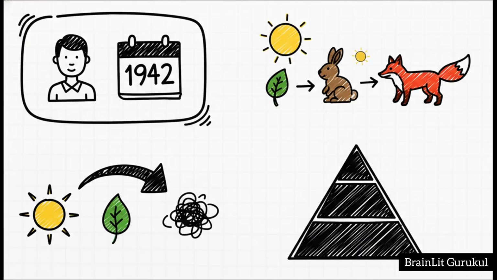Okay, here it is, your rapid-fire revision slide. If you're cramming, this is what you need to know. Lock this in. Lindeman, 1942. The big idea? The 10% law. The flow? One-way street, always unidirectional. The result? An energy pyramid that always stands upright.